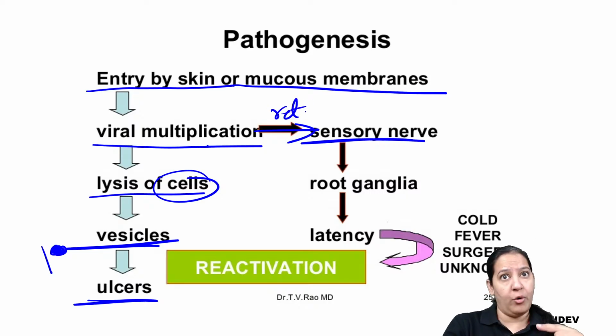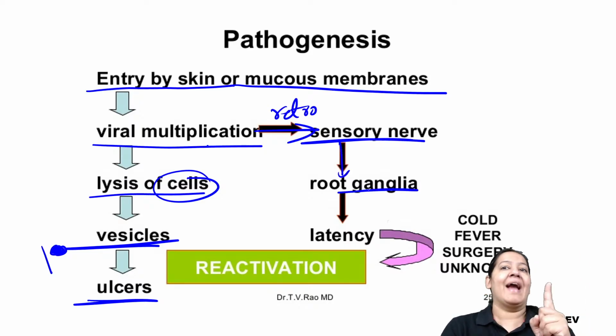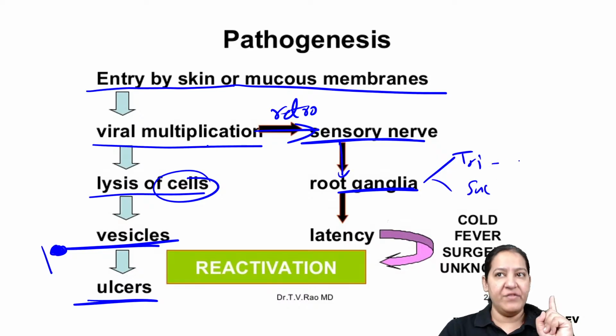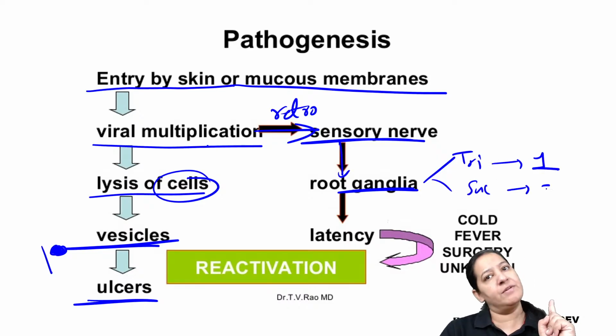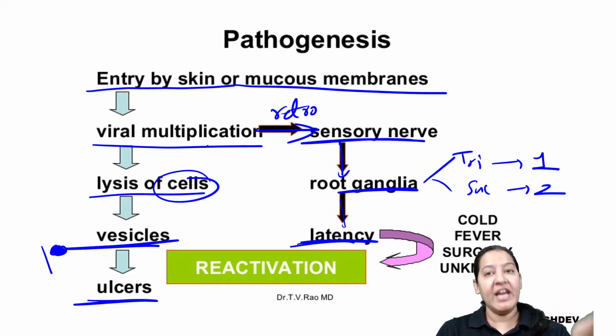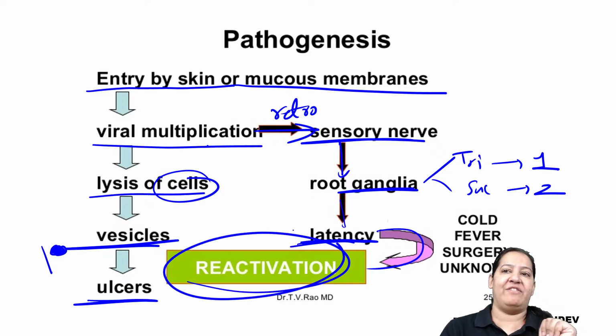Retrograde. This is retrograde, right? From there, it goes to the ganglion. Which ganglion? Either trigeminal or sacral, right? If it is HSV1, it is trigeminal. HSV2, it is sacral. It remains dormant there, remains latent there for years. When immunity drops, it causes reactivation.